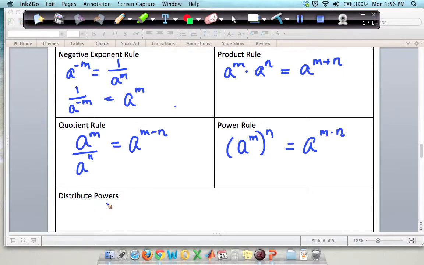So let me give you just an example. I'm going to put a number in there because that number a lot of times gets left out. Let's do 2a to the m, b to the n, raised to the z power. There's no addition or subtraction sign in here, which means I don't have to worry about a FOIL or anything like that. But I need to distribute this exponent to the 2, the a, and the b. So using the power rule, this would be 2 to the z, a to the m times z, and b to the n times z.